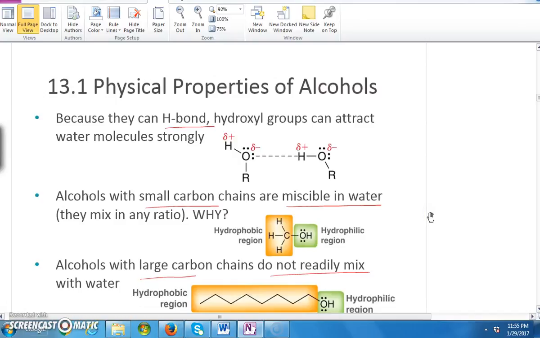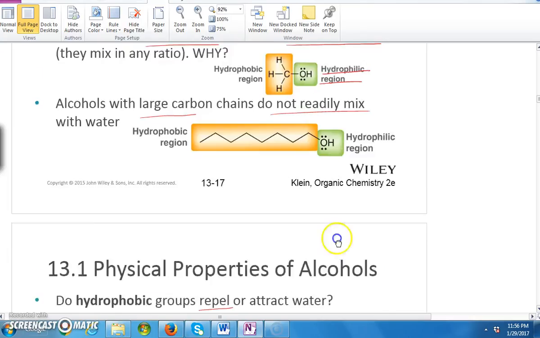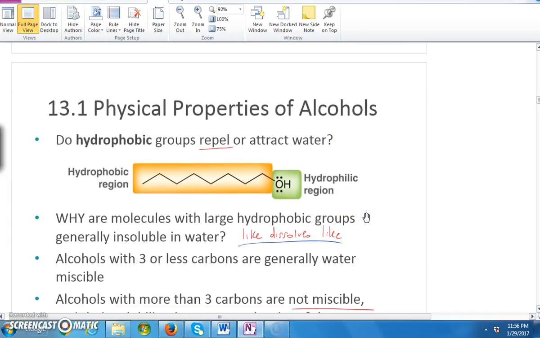Because it can bond, hydroxyl groups can attract water molecules strongly. So generally, alcohols with small carbon chains are miscible in water, right? And that's because they have a hydrophilic region which interacts favorably with water, and a very short hydrophobic, water-repelling region. However, as the water-repelling or hydrophobic region begins to get bigger or longer, then they don't readily mix with water, right? And that's what has been observed, because we know that the hydrophobic groups will repel water.